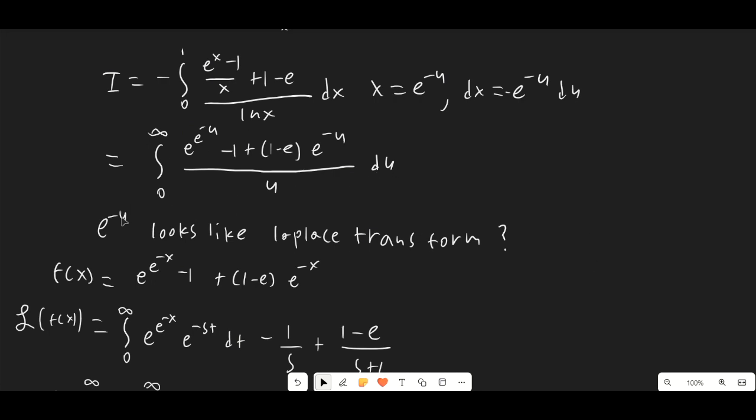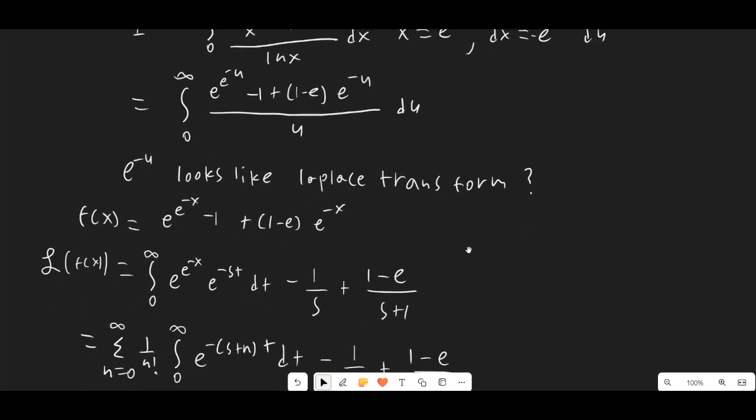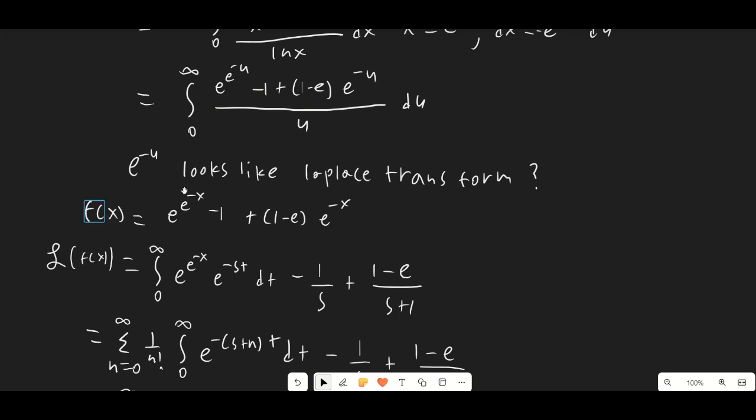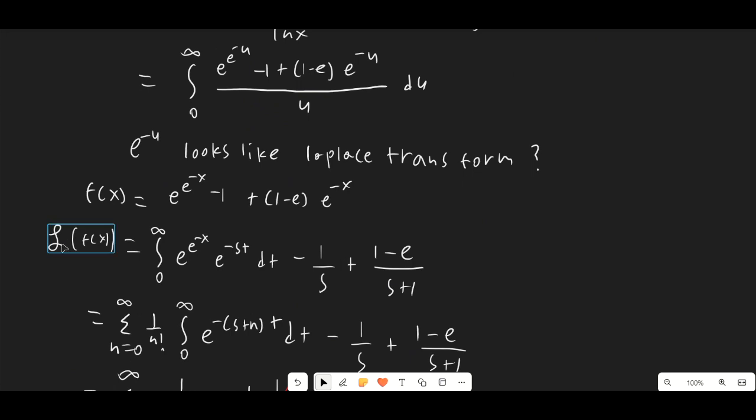So we see a lot of e to the negative u stuff, and we're also over u right here. So this looks like a perfect place to try using the Laplace transform. We'll define our function f of x as this function on top, and we'll calculate the Laplace transform of f of x. After that, we can calculate the Laplace transform of f of x over x using the rules for the Laplace transform. Then we can just plug in s equals 0, and that'll give us the integral of that function from 0 to infinity.